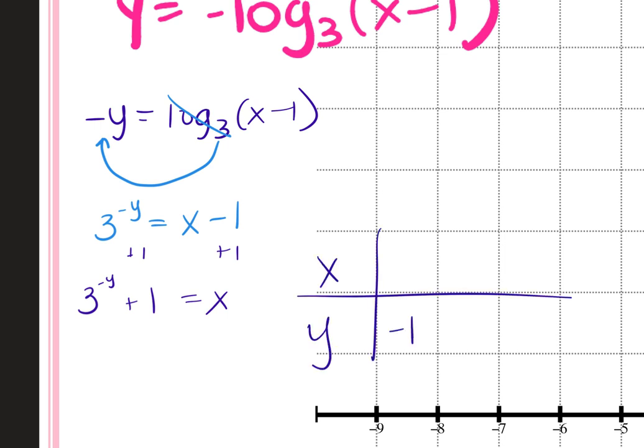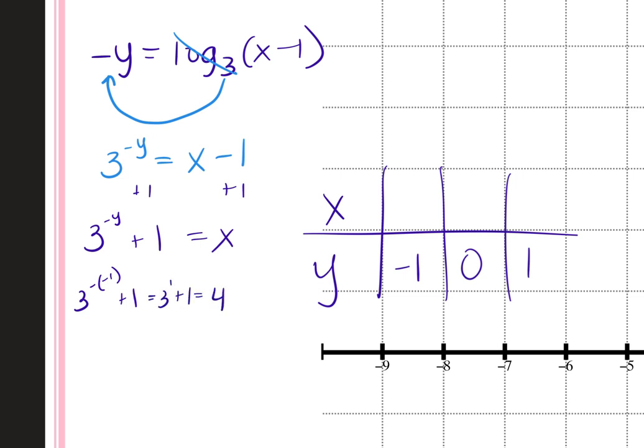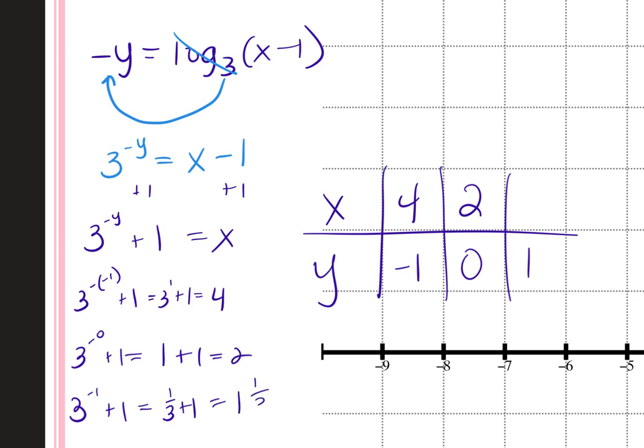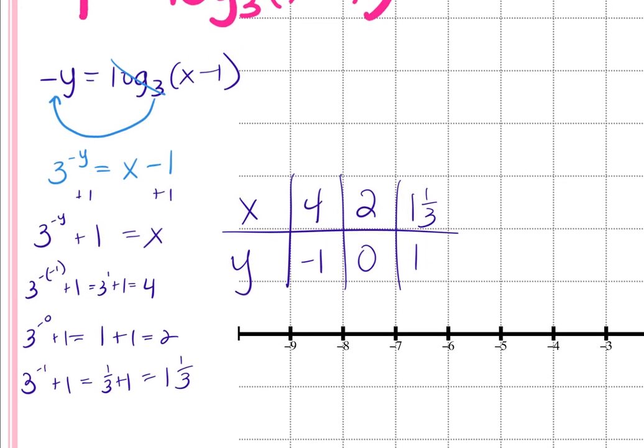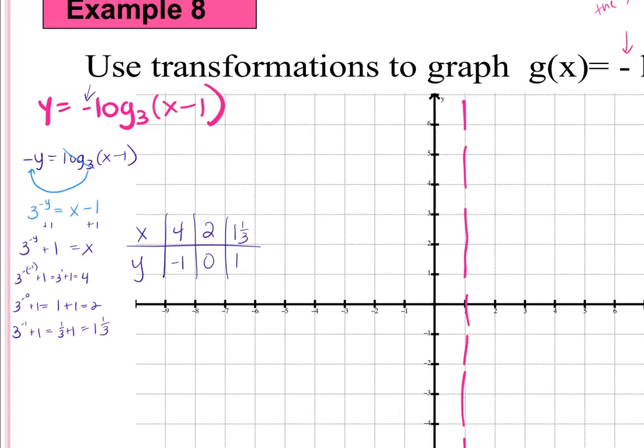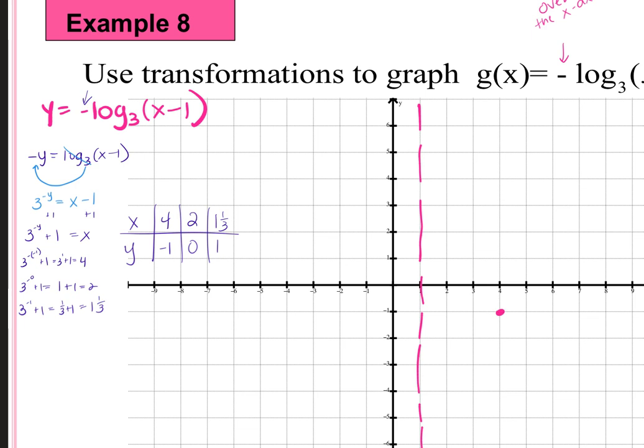And I'm going to plug in for y. So 3 to the negative 1 plus 1 is 3 to the first plus 1, or 4. 3 to the negative 0 plus 1 is 1 plus 1, which is 2. And 3 to the negative 1 plus 1 is 1/3 plus 1, or 1 1/3. So then I go 4, negative 1; 2, 0; 1 1/3, 1. And we took that arc shape and we flipped it upside down because it flipped over the x-axis, which means it's going to hug it this way, and the arrow is going to point away from it that way.